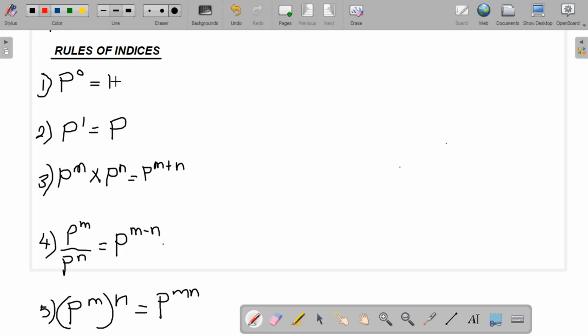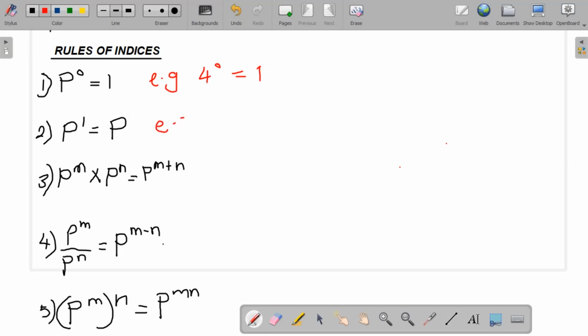Why do they say that? They say any number which is raised to the power 0 is 1. For example, 4 raised to the power 0 is the same as 1. So any number raised to the power 0 is 1.